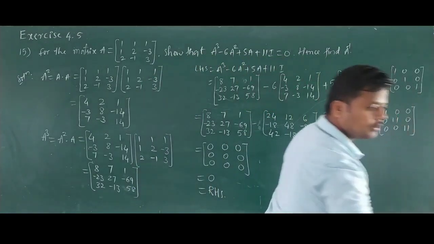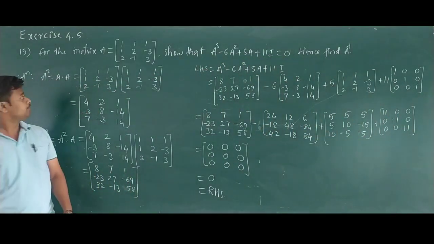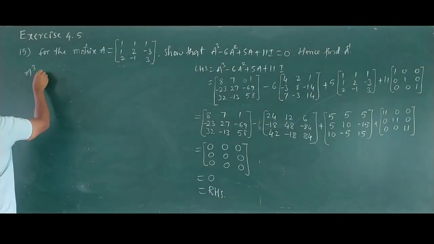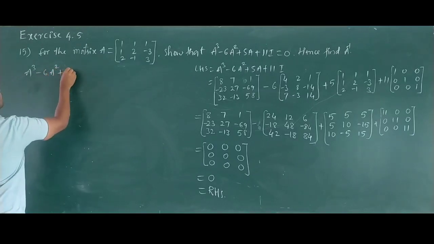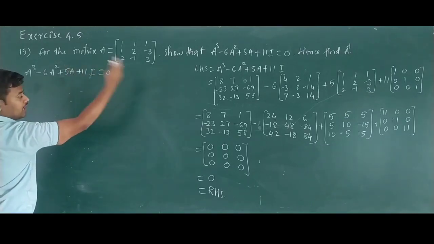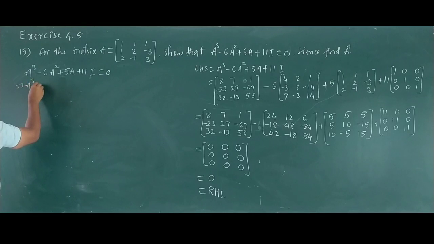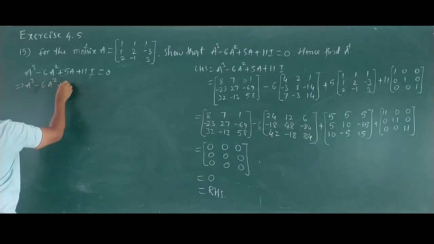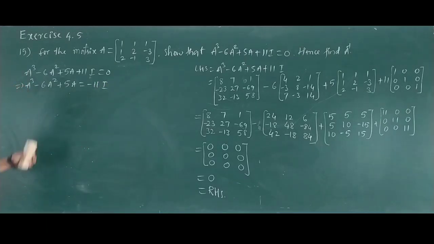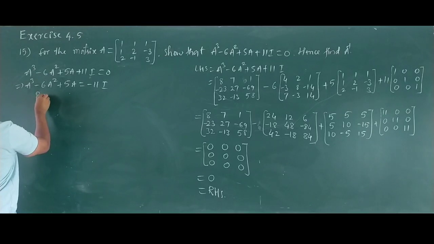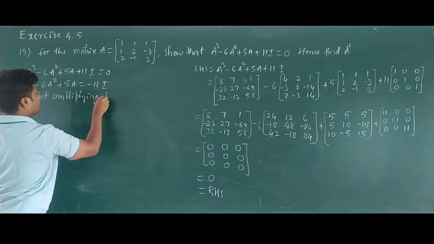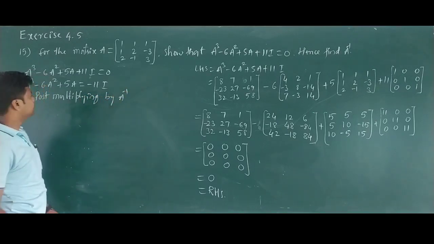Same procedure as the previous example. A cube minus 6A square plus 5A plus 11I equals 0. First, transfer this I to the other side. This implies A cube minus 6A square plus 5A equals minus 11I. So I am going to proceed to find A inverse, post multiplying by A inverse on both sides.